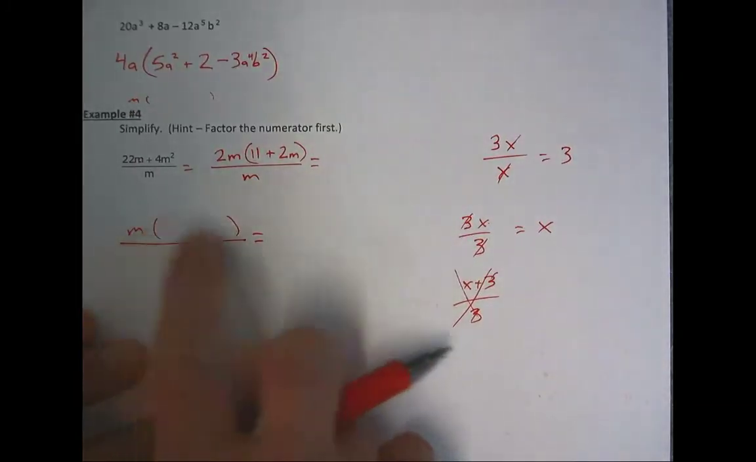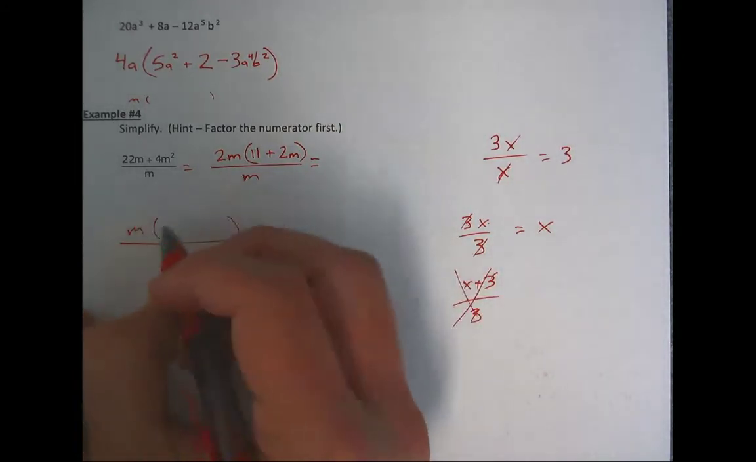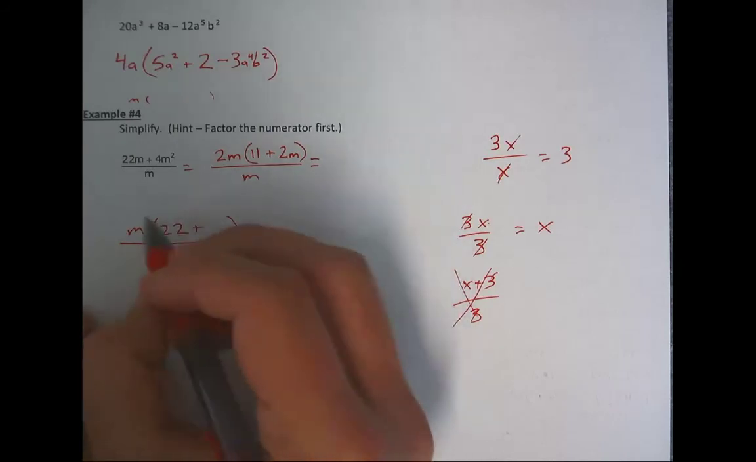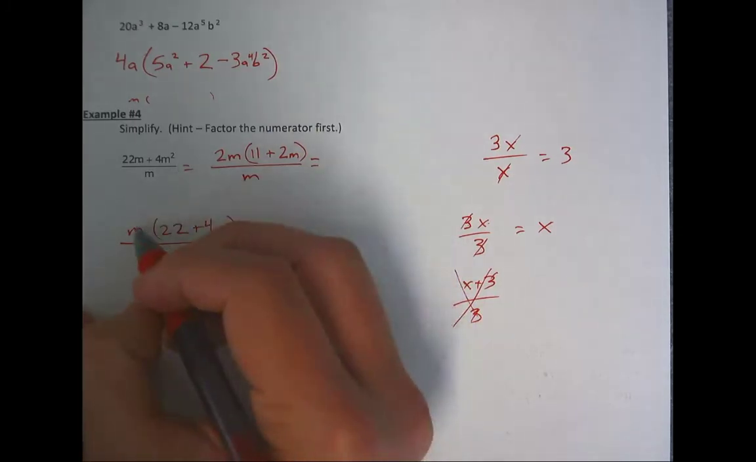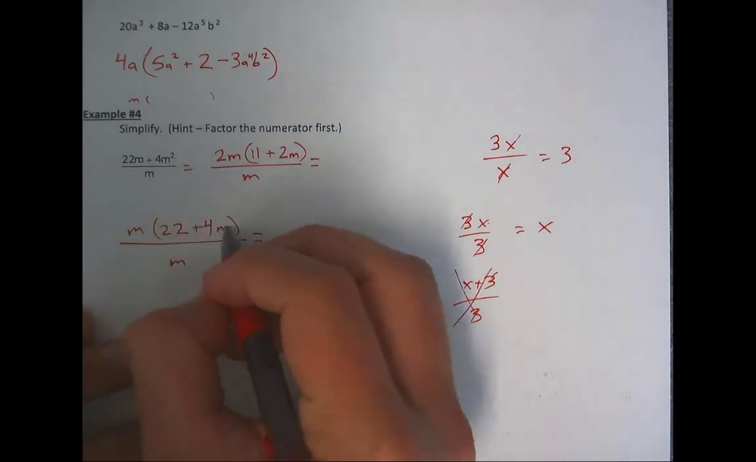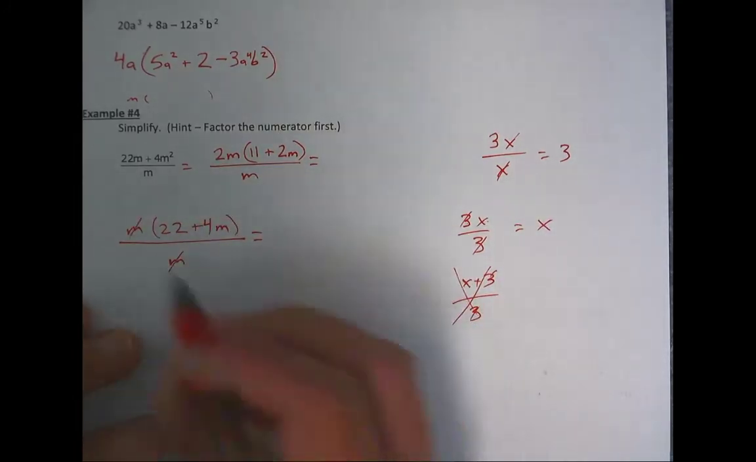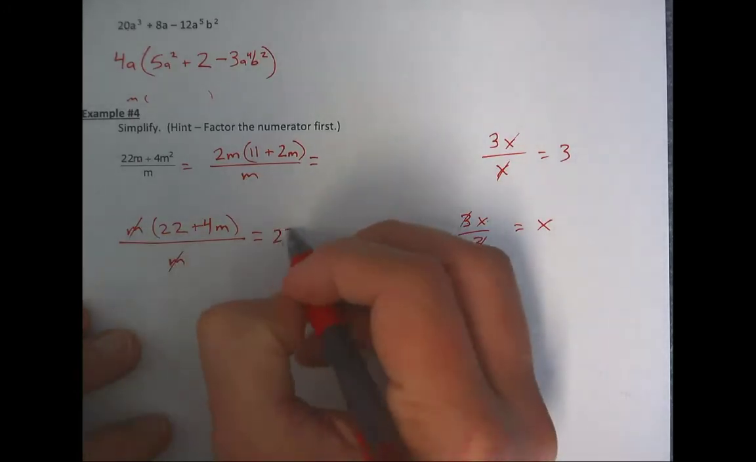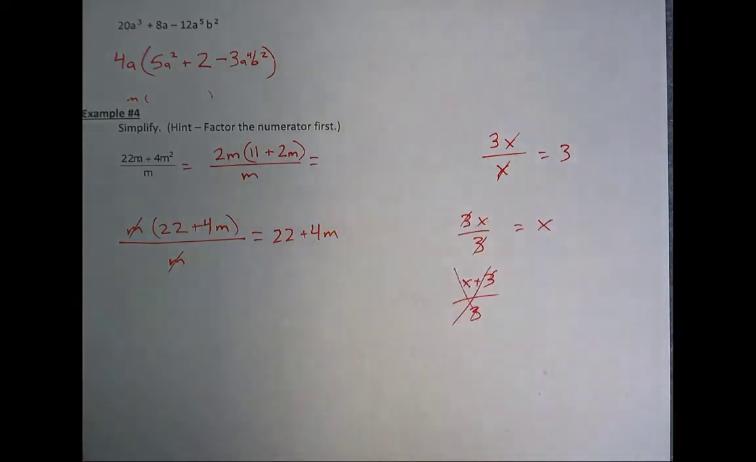We could factor it out this way as well, with just an m coming out. So m times something gave me 22m. That'd be 22. And then m times something got me this. So they're going to be the 4 there. And m became m squared. So there was an m. So in this case, the m's will cancel. Now that I have a product, two things being multiplied, I can cancel. And I'm left with 22 plus 4m. Okay, simplified.